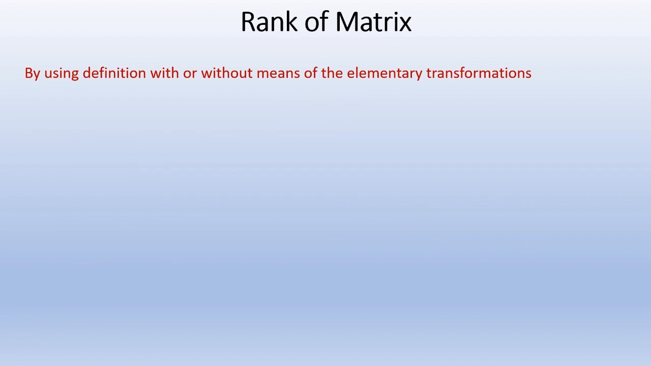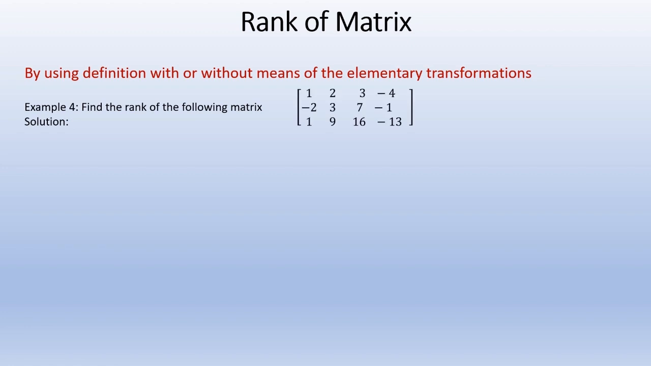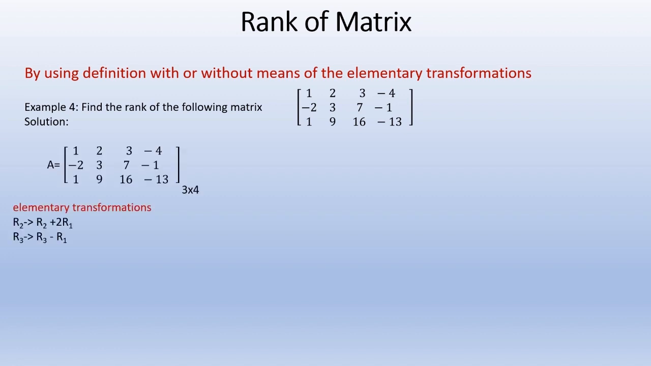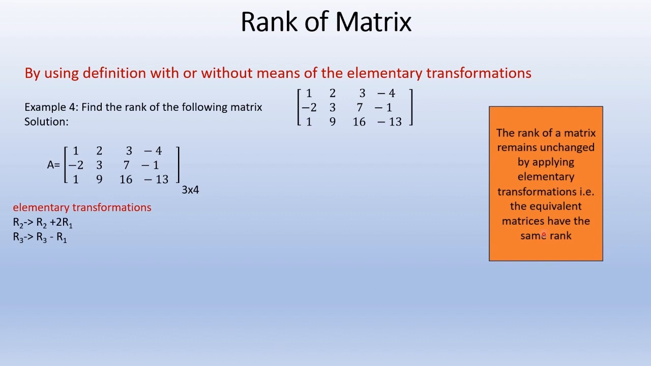Example 4. Find the rank of the following matrix. Solution. It is a 3 by 4 matrix, 3 rows 4 columns. Since it is big, we will use elementary transformations. The rank of a matrix remains unchanged by applying elementary transformations, that is, the equivalent matrices have the same rank.